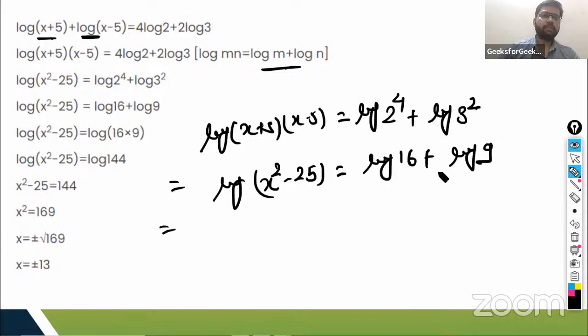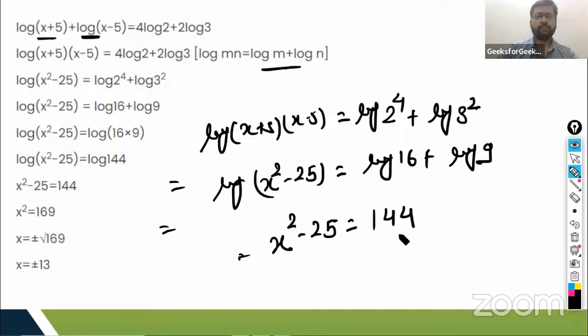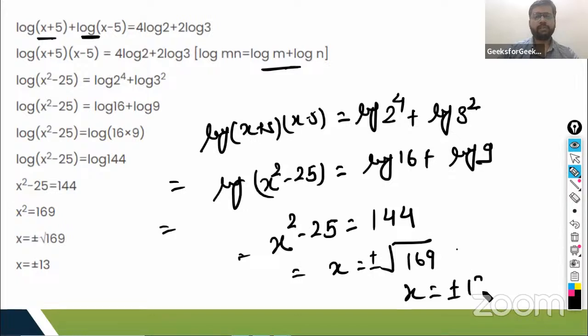Now the logs are all the same, so we can directly write x square minus 25 is equal to 16 into 9, 144. So x is equal to under root plus minus 169. Okay, so x is equal to plus minus 13. Now, how many of you got only positive 13? The answer could be plus 13 and minus 13, but why is it not minus 13? You all have answered with the one answer, plus 13.